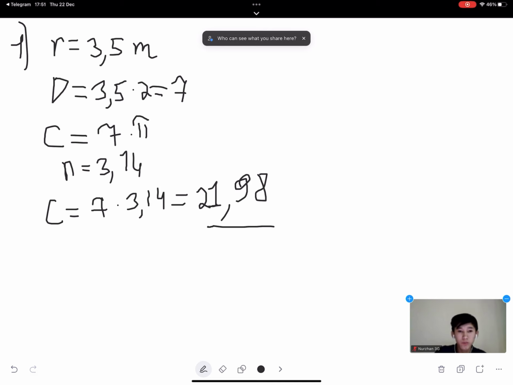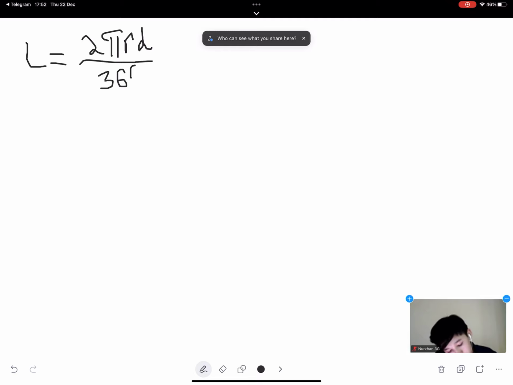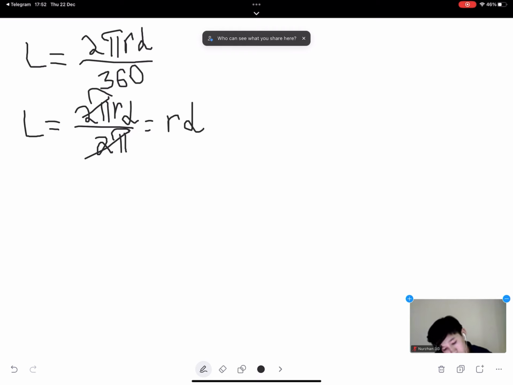Next is the length of the arc of the circle, and the arc length formula is L is equal to 2 pi R alpha over 360, and the second formula, L is equal to 2 pi R alpha over 2 pi, and R alpha.